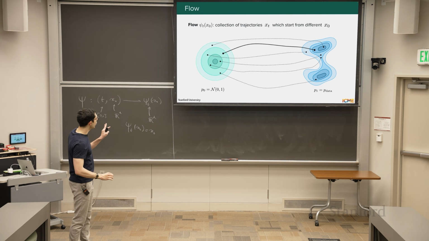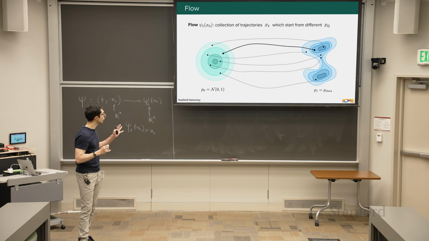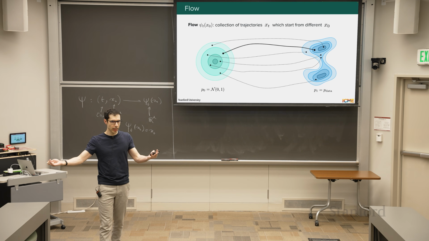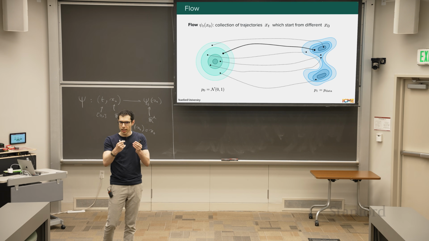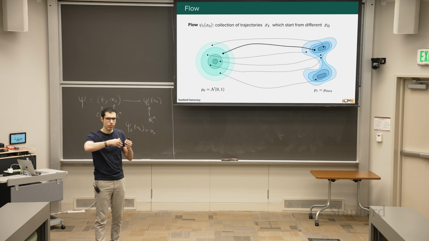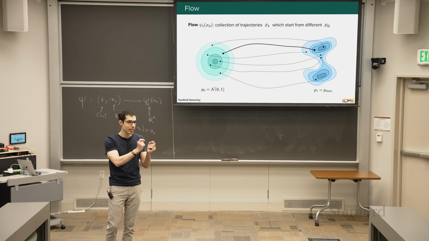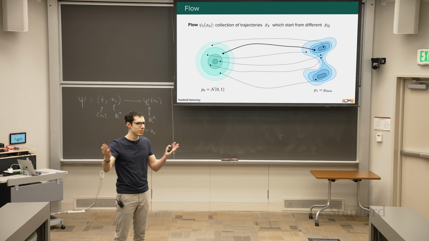So the flow, you can interpret it in different ways. So one way you can interpret it is it's a collection of trajectories, because if you change the initial condition x0, then psi t of x0 is all the possible trajectories that go from an initial condition x0 up until time t.